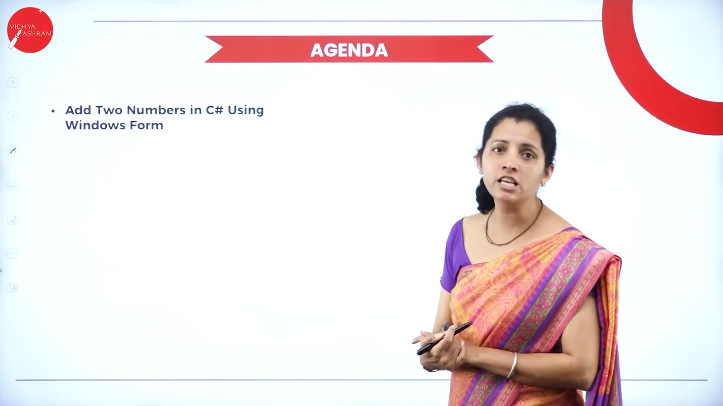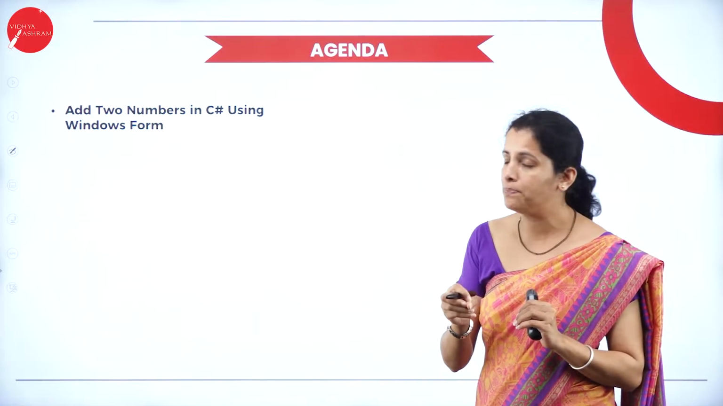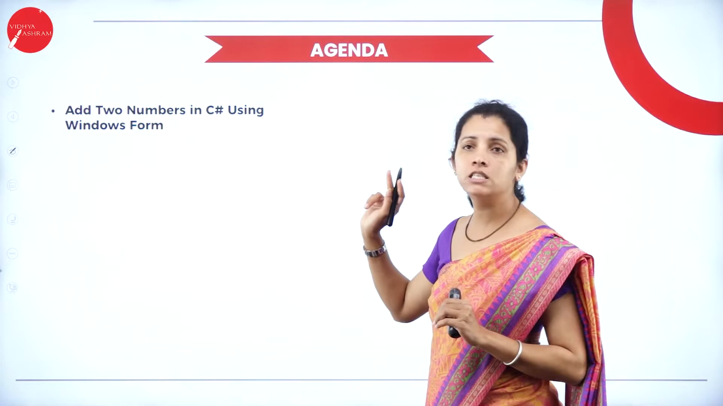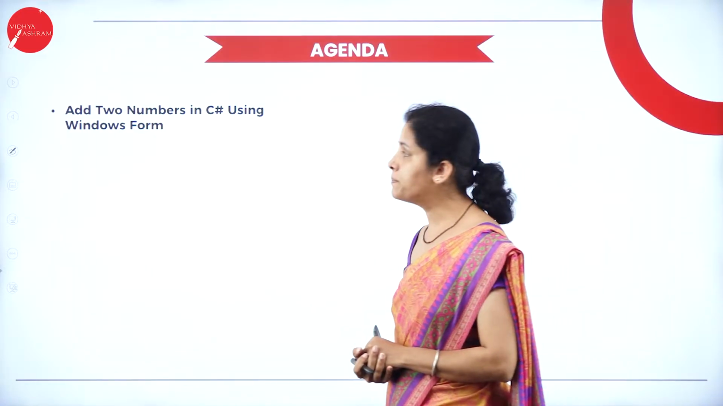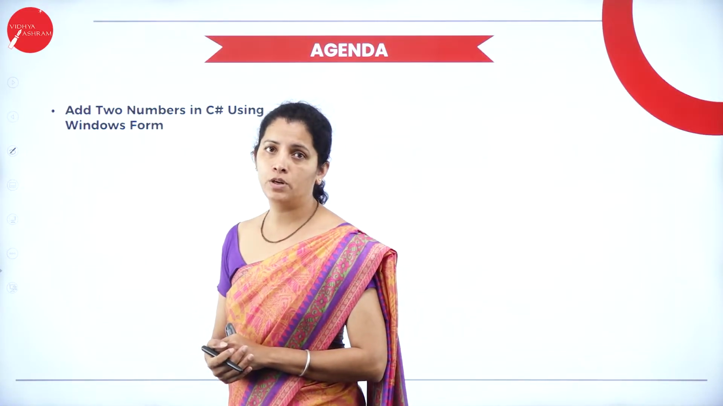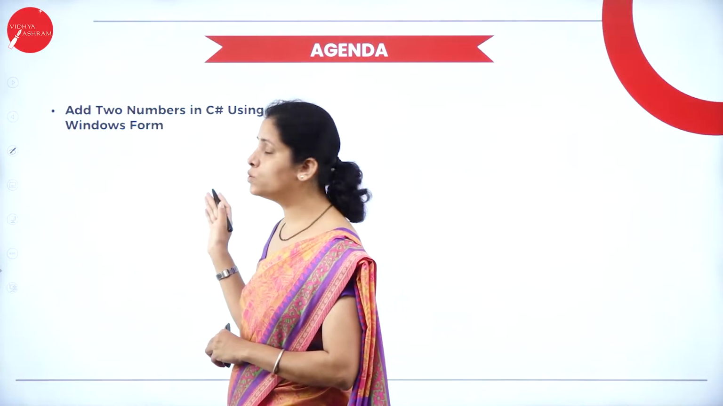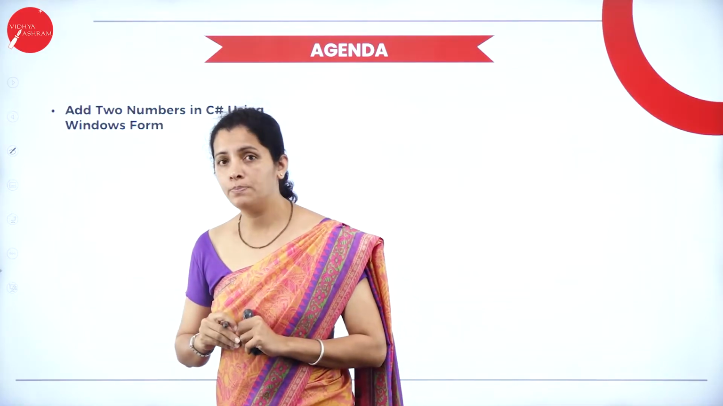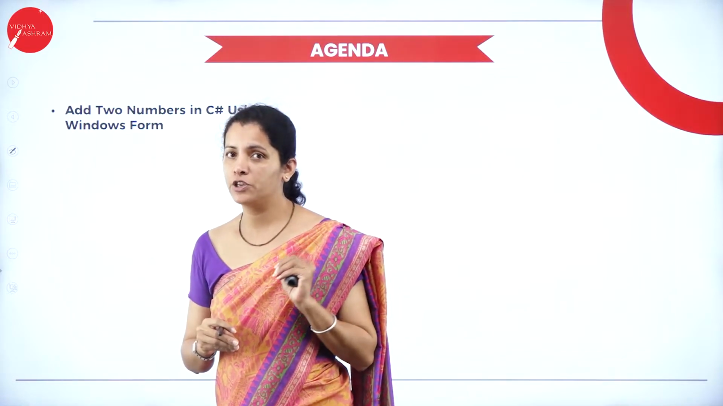But in my today's session, I'm going to deal with a simple program, that is to add two numbers in C# using Windows Form. So what is my program here? I want to read two inputs, that is two numbers. After that, I want to add both the numbers and display the output. And what is the output? That is nothing but the summation.